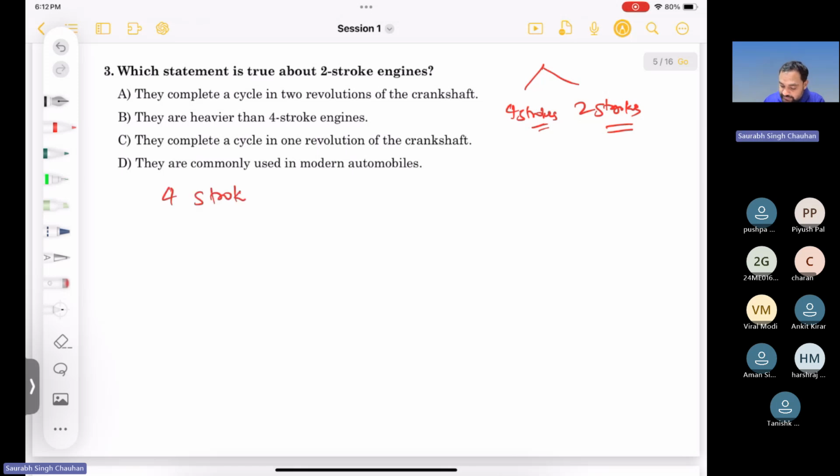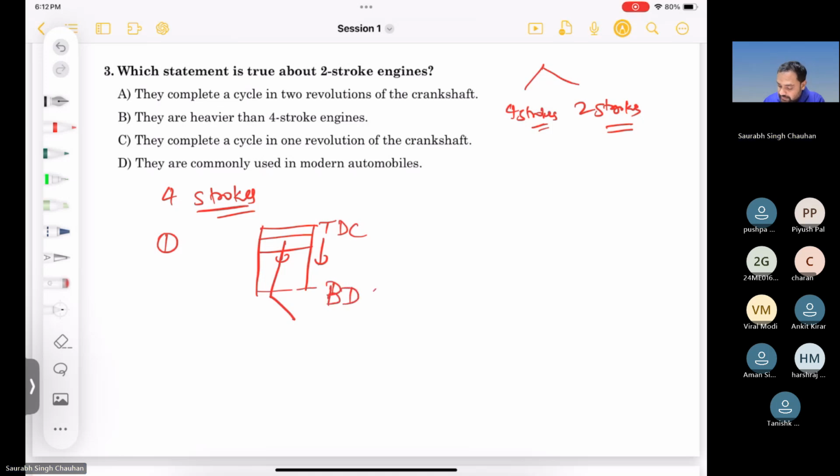In 4-stroke engines, you have 4 strokes to complete one thermodynamic cycle. So first stroke is the intake stroke. The piston comes down from TDC to BDC. Since piston is coming down, it will create some sort of vacuum or low pressure inside the chamber. Since the pressure is lower inside the chamber, air will come inside. So this is intake stroke.